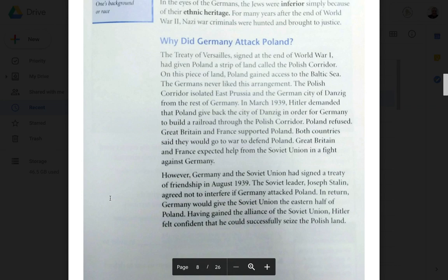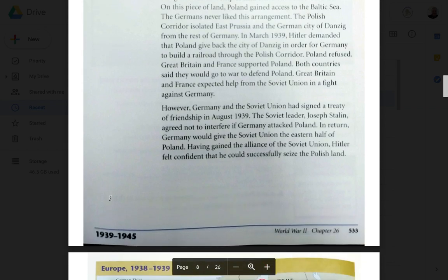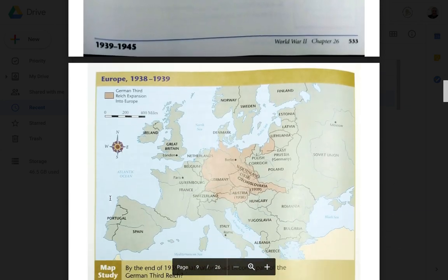Poland refused. Great Britain and France supported Poland. Both countries said they would go to war to defend Poland. Great Britain and France expected help from the Soviet Union in a fight against Germany. However, Germany and the Soviet Union had signed a treaty of friendship in August 1939. The Soviet leader Joseph Stalin agreed not to interfere if Germany attacked Poland. In return, Germany would give the Soviet Union the eastern half of Poland. Having gained the alliance of the Soviet Union, Hitler felt confident that he could successfully seize the Polish land.